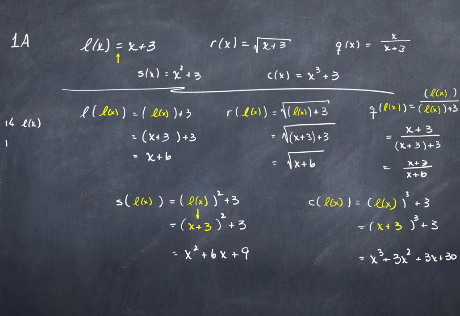Okay, let's try another one. For number 15, I'd like you to replace x with r of x. Every time you see an x in the original function, you're going to replace it with r of x. My pen is very slow. Okay, so r of x. What does that look like? Why don't you take a minute, pause the video, and see what you get.